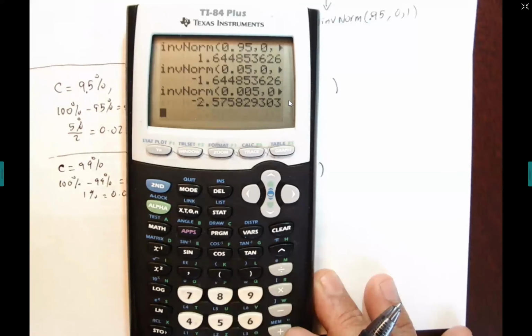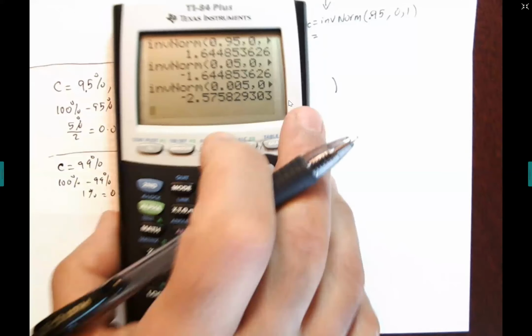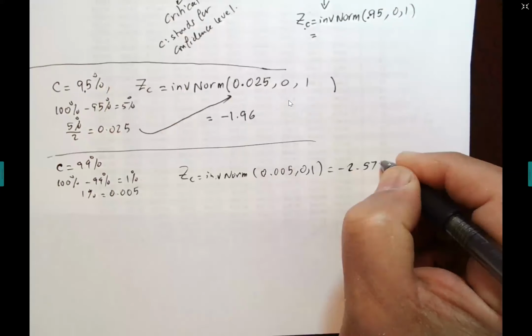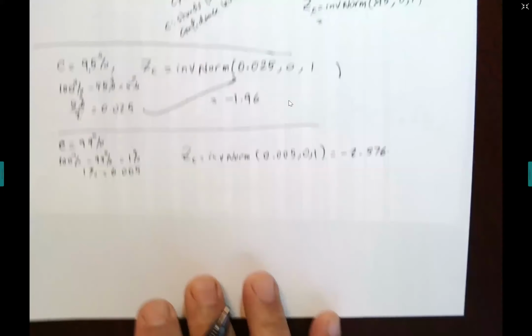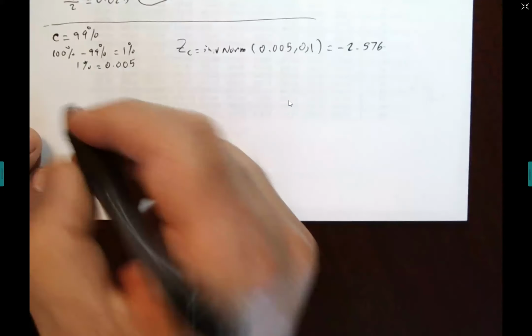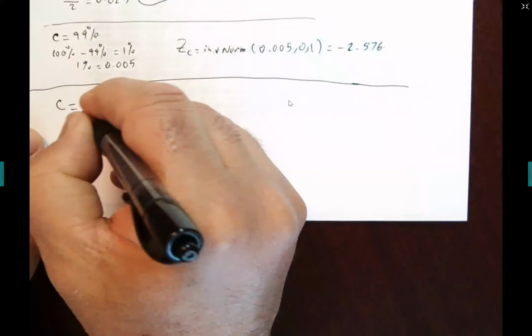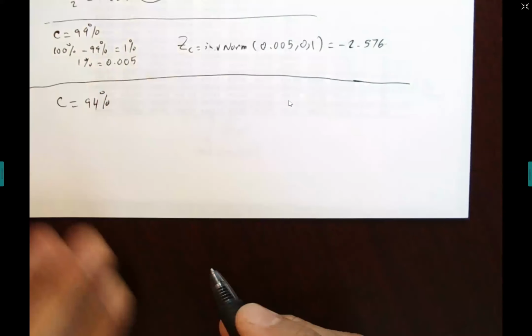There you go. 2.576, and that's what you have in the table at the bottom. You get negative, but as I told you, just use the positive part of it. It doesn't matter. Okay, let's do one more. I'm going to change the C to, let's say, 94% confidence. How do you find the critical value?